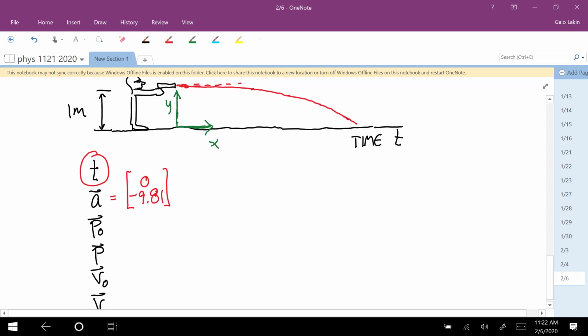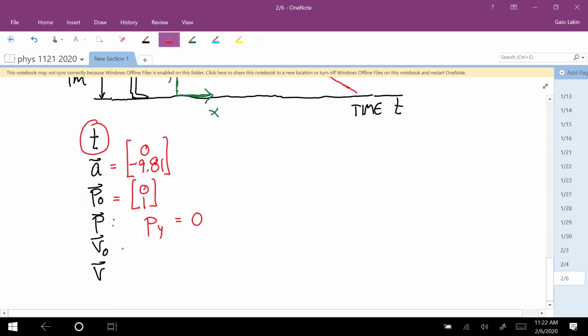The initial position, that's the coordinates of the bullet at time equals 0. So that's 0 for x, 1 for y. The position at time t, we don't know the x coordinate of the thing at time t, but we do know that the y coordinate is 0. Initial velocity, I showed that above, that's 1,000, 0. And then we don't know velocity at time t.